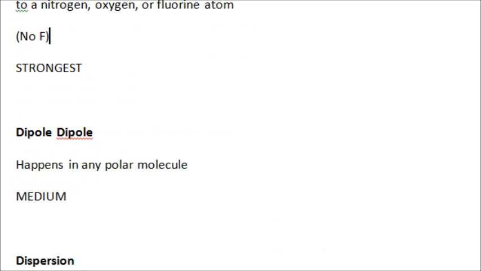Anyway, moving on. Dipole-dipole. This happens in any polar molecule. If you don't know about polarity, check out my website. I didn't make a video for it yet. Depending on when you're watching this, there may be one, so just check out the website or a video if there is one. I'll leave an annotation if I make one. Okay, cool. Anyway, this happens in any polar molecule, which means nothing. It just happens to be the medium strength.